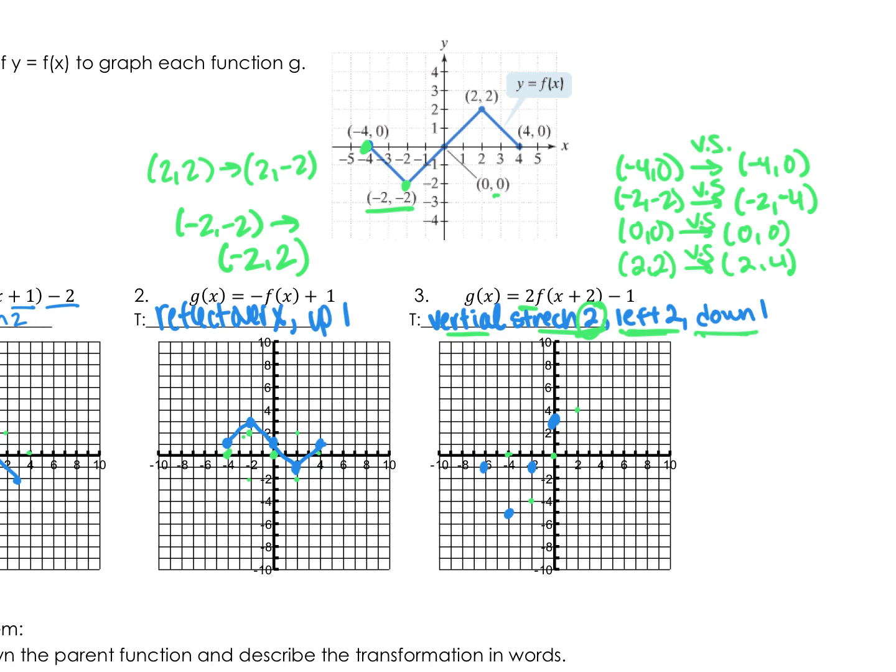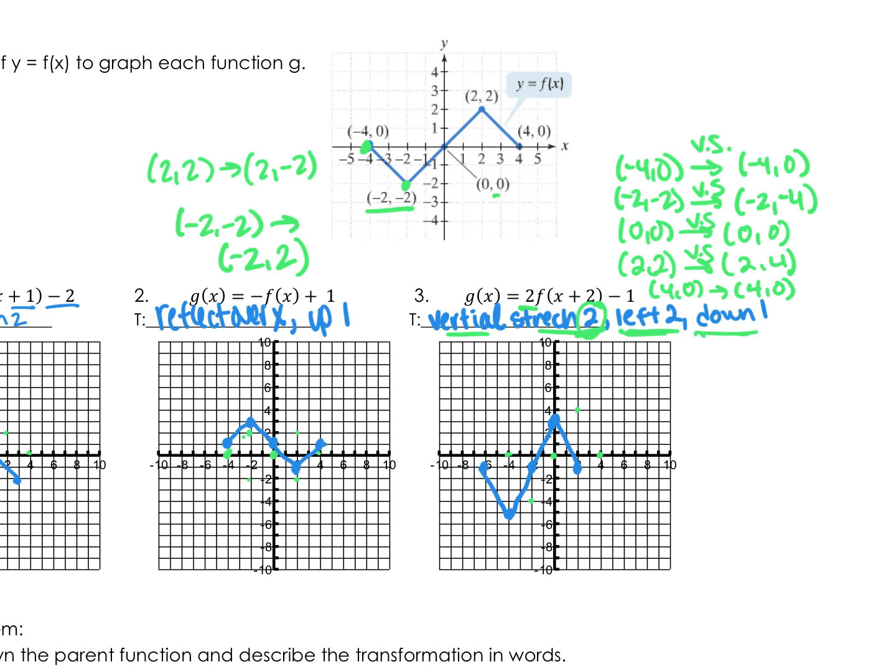And then lastly, we'll take the point (4, 0). Vertical stretch is not going to change that because we'll multiply the y value by 2, and that will stay 0, so that'll stay (4, 0), but then we need to move it left 2 and down 1. So the green dots are just the vertical stretch, and then we still have to move it left 2 and down 1. So that's my final answer.